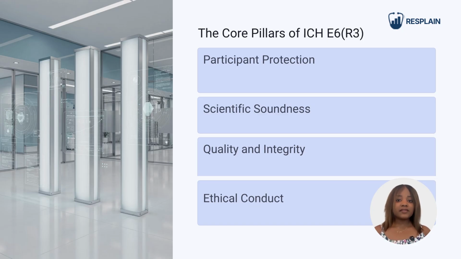Scientific soundness is also heavily emphasized. Trials must be designed in a way that can realistically generate reliable and meaningful evidence. Operational weaknesses, unclear procedures, or unrealistic workflows can directly affect data credibility. R3 also strengthens the focus on quality and integrity across the entire clinical trial system. Auditors may review how sites manage oversight, training, computerized systems, risk management, and ongoing quality activities. Ethical conduct continues to remain central within GCP. The guidance reinforces informed consent, independent review, transparency, and participant-centered trial conduct throughout the research process. These principles collectively shape how auditors now evaluate trial quality under R3.